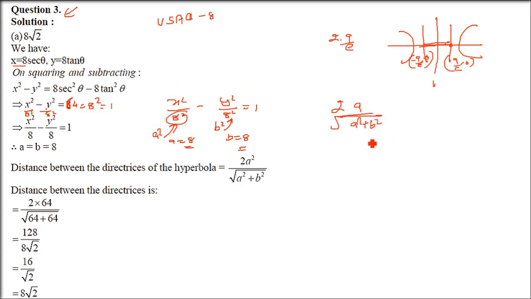Square root of a square plus b square, by a. Now a goes up, so 2a square by under root a square plus b square. Now you have a square, you have b square, both of a square and b square are with you. Now put it here, you will get 8 root 2.